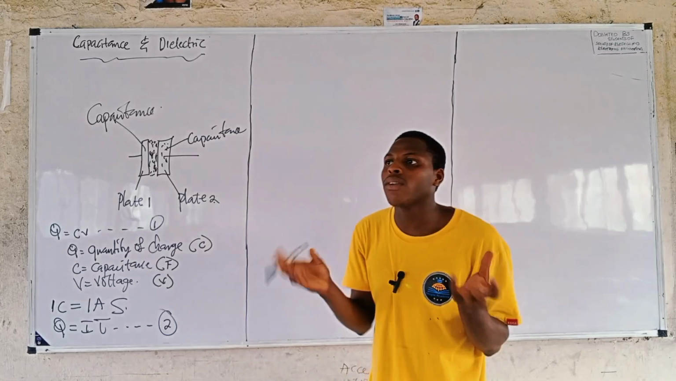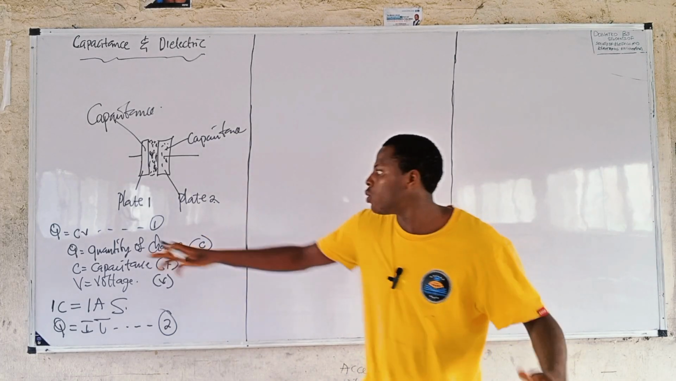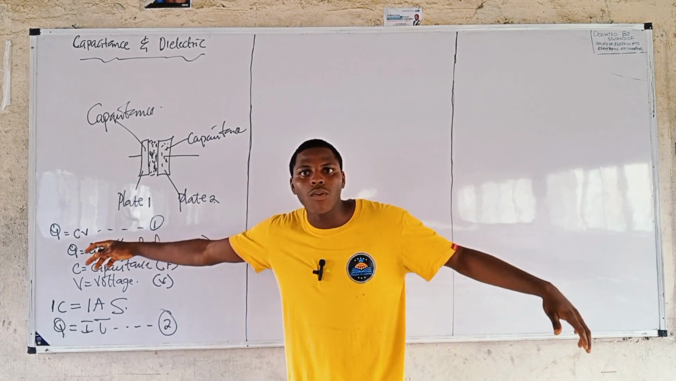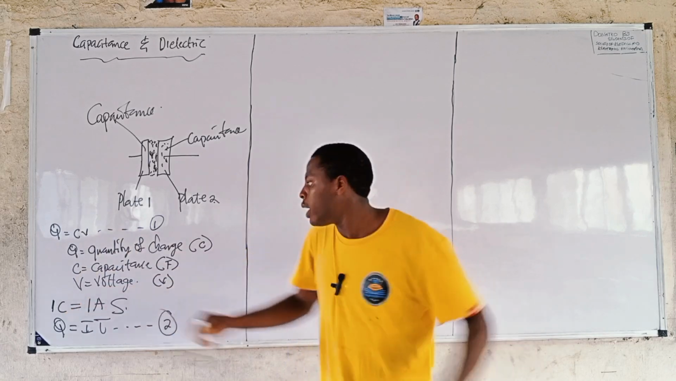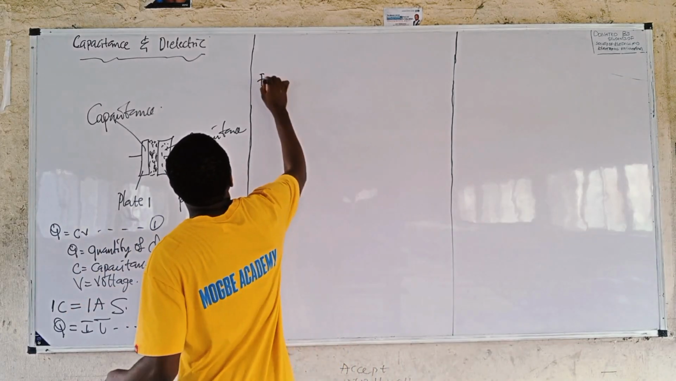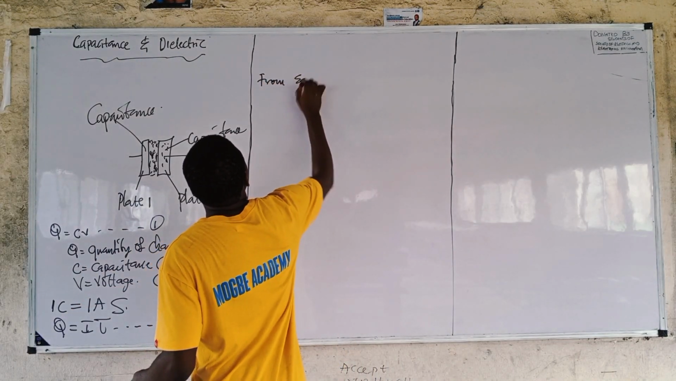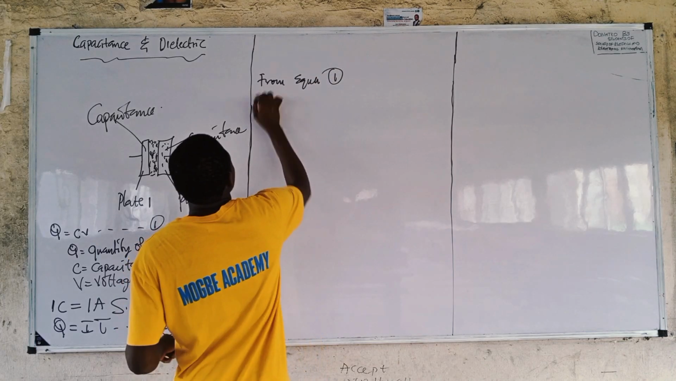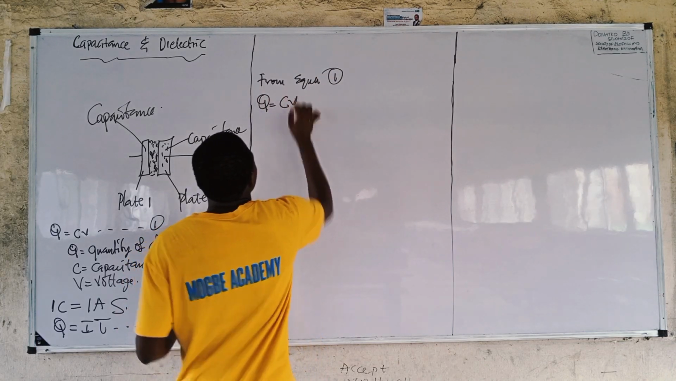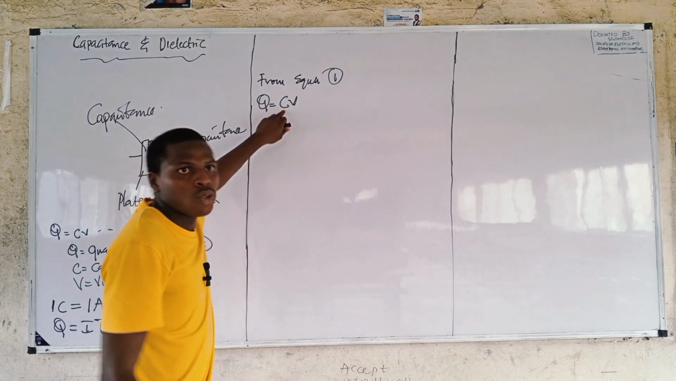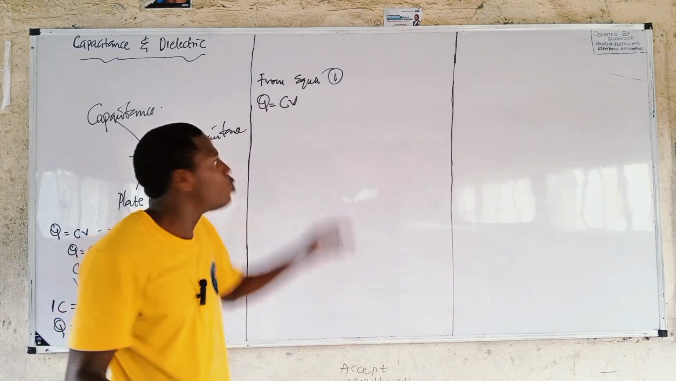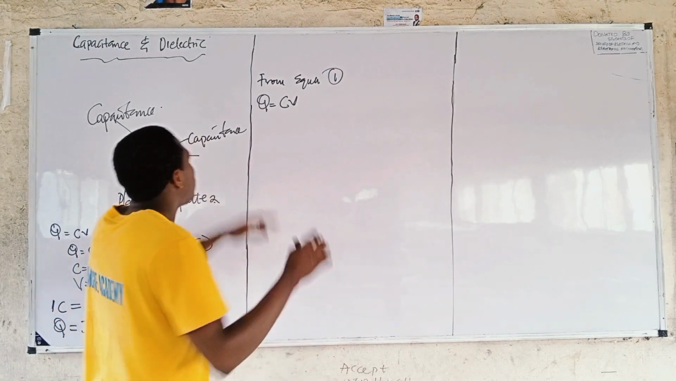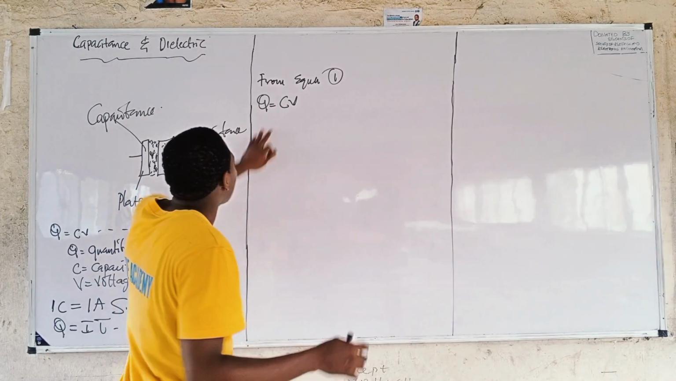What if you are now asked to calculate for capacitance? Now they are asking you to calculate for C. Where should you go to? You come to Equation 1. You make your C the subject of the formula. From Equation 1, we know that Q is equal to CV. Our interest is to know what our capacitance equation is. Now, getting your capacitance equation, what do you do?